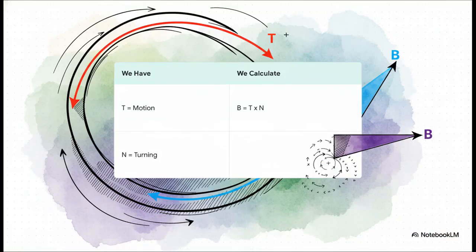Now, B is calculated a little differently. We don't have to take another derivative, which is kind of nice. Instead, we find it by taking the cross product of the two vectors we've already worked so hard to get, T and N. And the order here is super important. It's always T cross N.